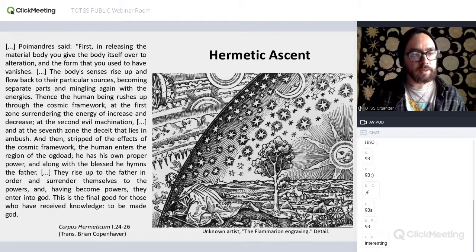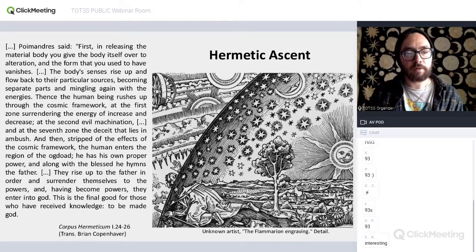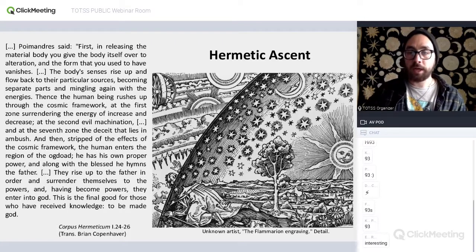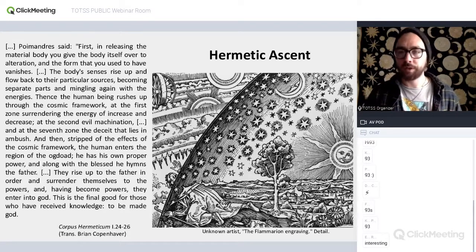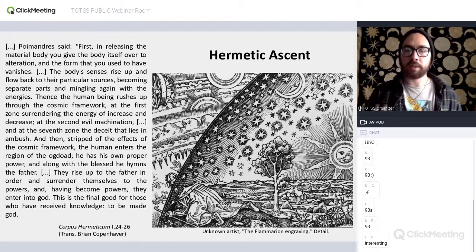And then a little later he says, talking about the blessed, "they rise up to the Father in order and surrender themselves to the powers. And having become powers, they enter into God." So now we're talking about entering the Ennead, the 9th sphere that lies even beyond the stars. "This is the final good for those who have received knowledge, to be made God." So this ascent back to the source is also the process of divinization and of recovering and coming to consciousness and full realization of that inner divine nature that had been clothed in the powers of the planets and then finally in the material body.